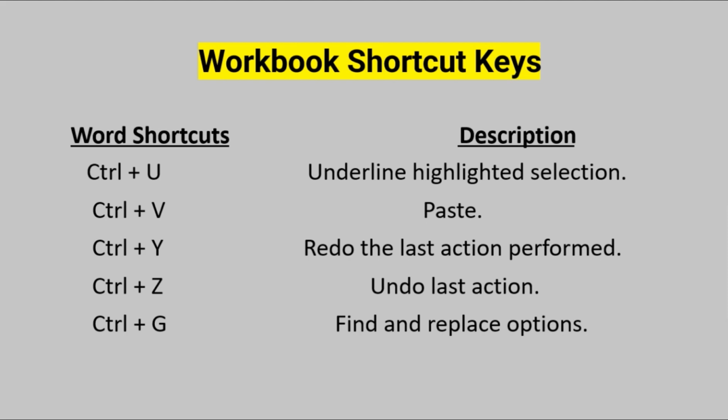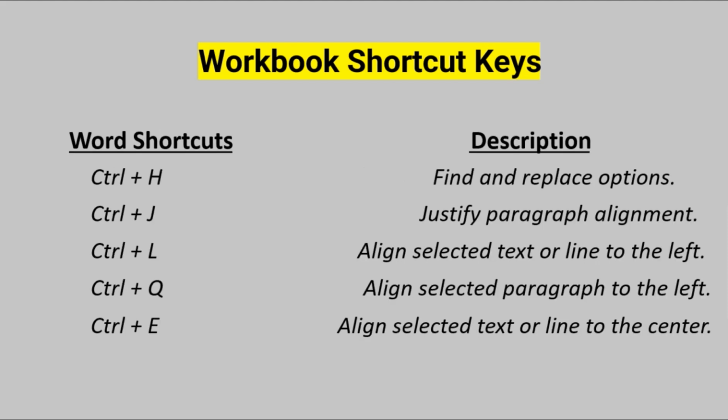Next is Control plus G, which is used to find and replace options. Next shortcut key we have is Control plus H, which is used to find and replace options. Next in line we have Control plus J, which is used to justify the paragraph alignment.